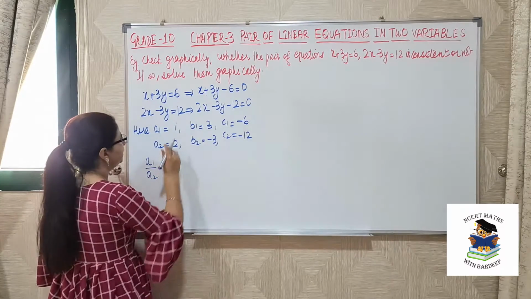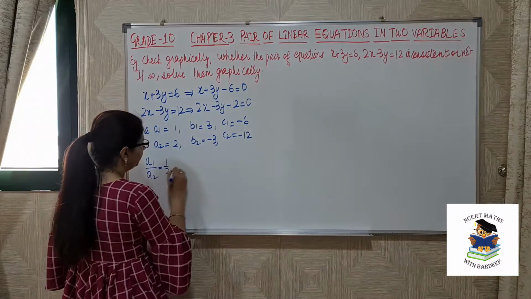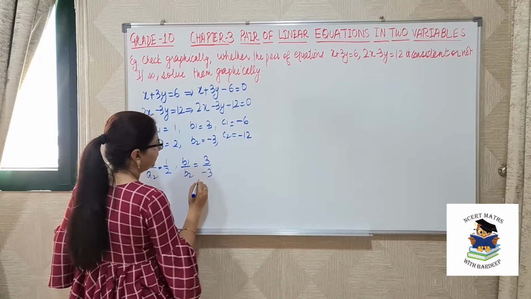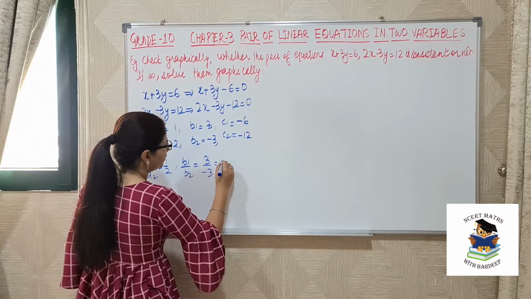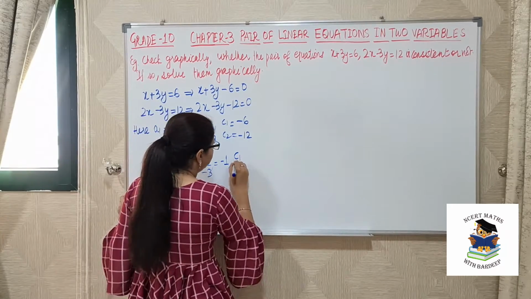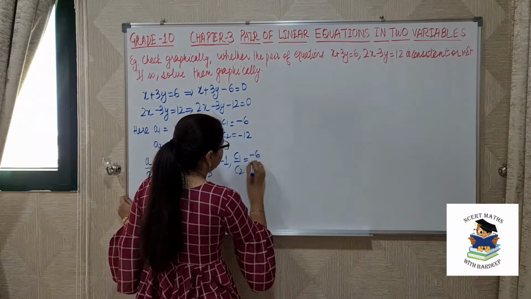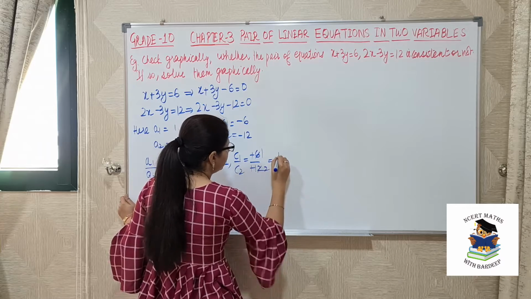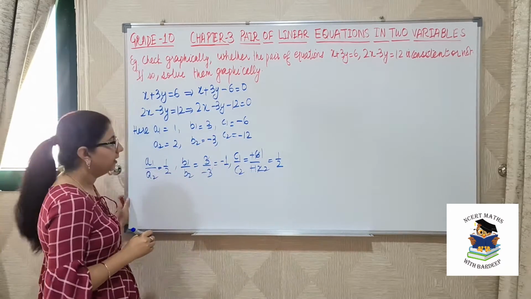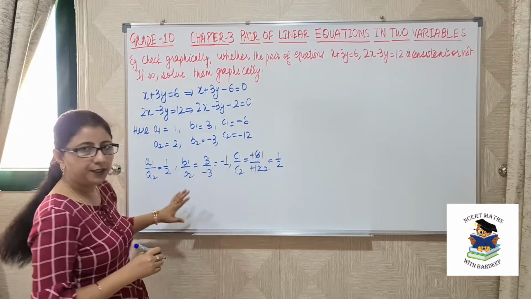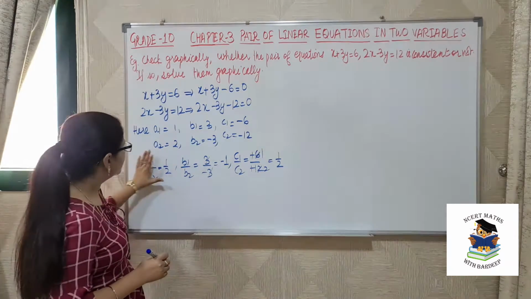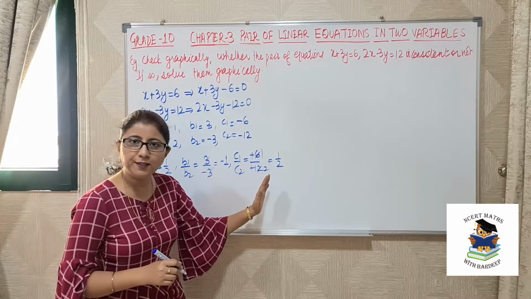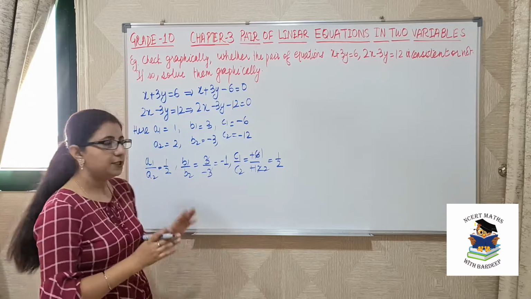So here a1 over a2 is equal to 1 by 2. And what is b1 by b2? This is 3 over minus 3. If you simplify, this is minus 1. And then c1 by c2 is minus 6 over minus 12. So minus minus will cancel, so this is plus 1 by 2. Now we will check our three cases, whether a1 by a2 is equal to b1 by b2. Here 1 by 2 is equal to minus 1? No.